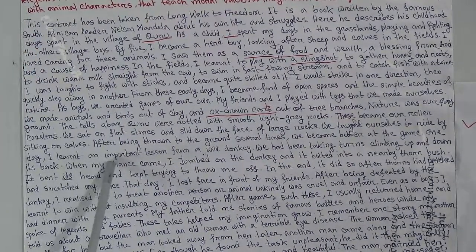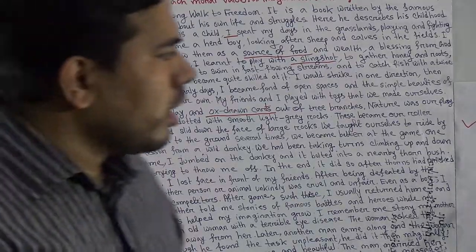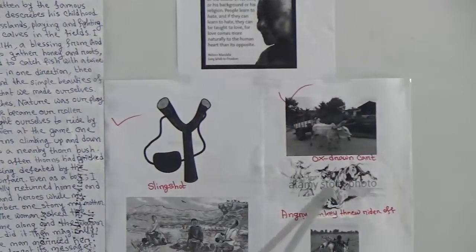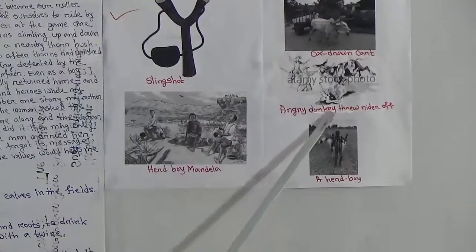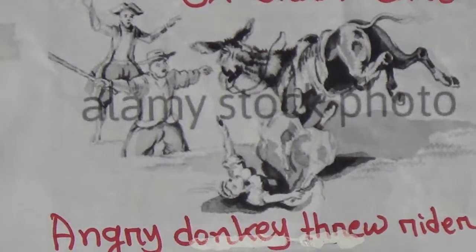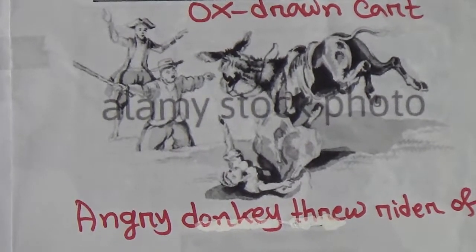One day, I learned an important lesson from a wild donkey. Basically, you can see, have a look. An angry donkey threw his rider off. So Nelson Mandela also used to do this. He tried to ride a donkey, but he was thrown off the donkey.